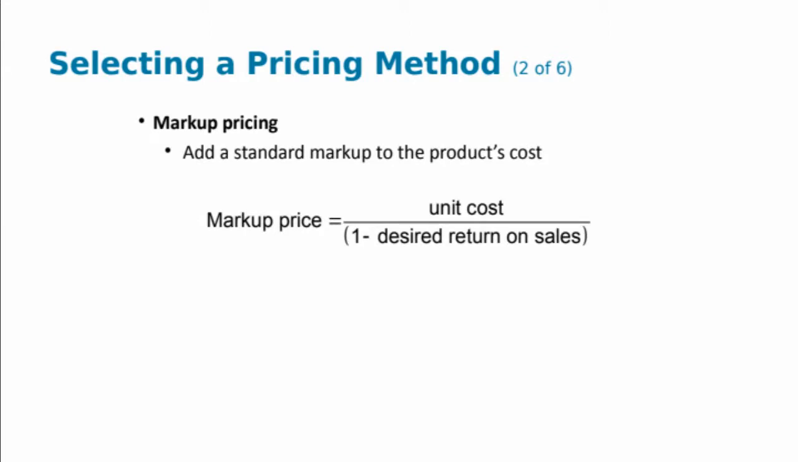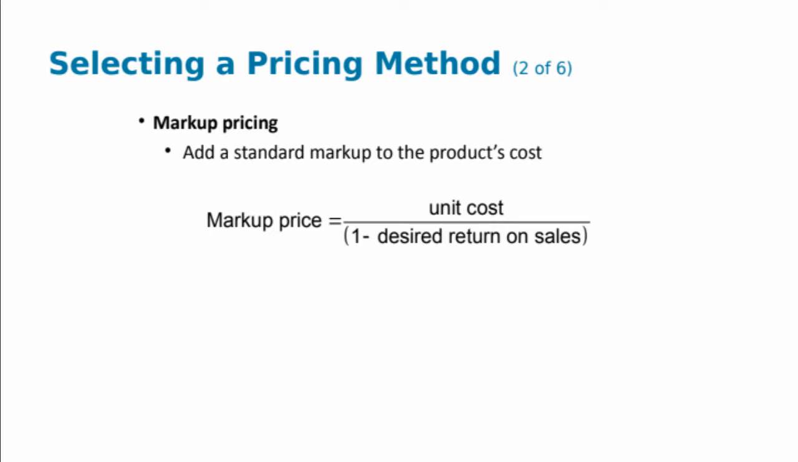The most elementary pricing method is to add a standard markup to the product's cost. Construction companies submit job bids by estimating the total project cost and adding a standard markup for profit. Lawyers and accountants typically price by adding a standard markup on their time and costs.